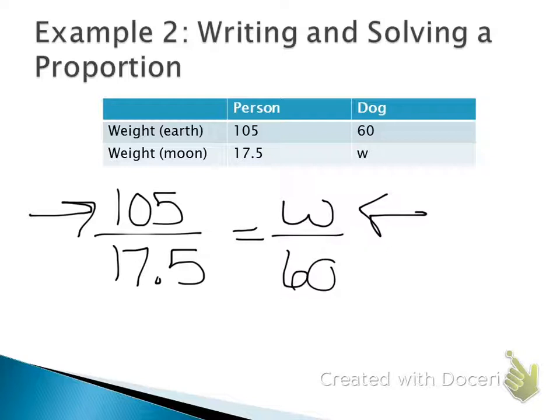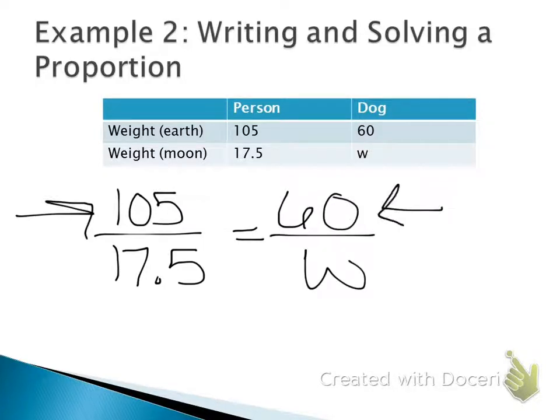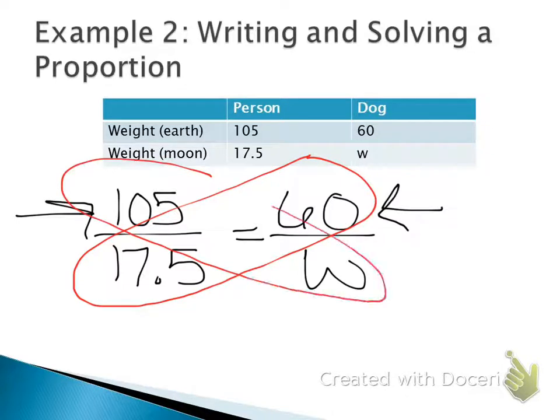So in this case, this is not a true proportion, because in order to write a true proportion, I have to compare the same unit on both numerator and denominator. So now I'm comparing weight on Earth for a person to the weight on Earth for a dog in my numerators. And then in my denominators, I'm comparing their weights on the moon. Okay? So now I have set up a true proportion. I can solve this using my cross products. So 60 times 17.5 and 105W.